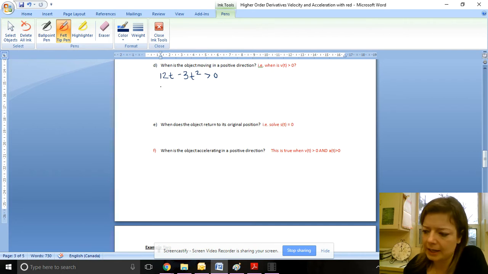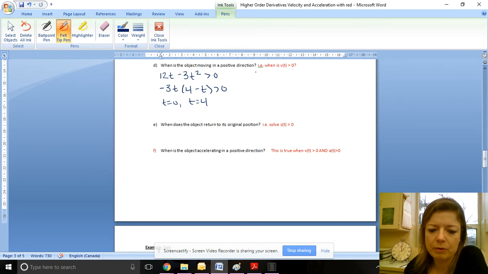Okay, so we can take out here a negative 3t again, and you're left with 4 minus t greater than 0. Now you can either graph this or you can create a table. If you create a table, you look at t equals 0 and t equals 4 as your zeros, and you graph before and after.